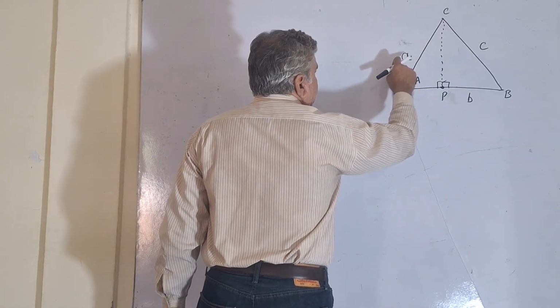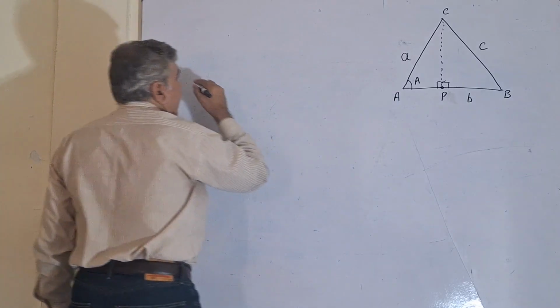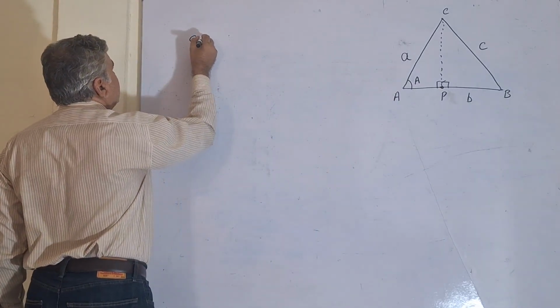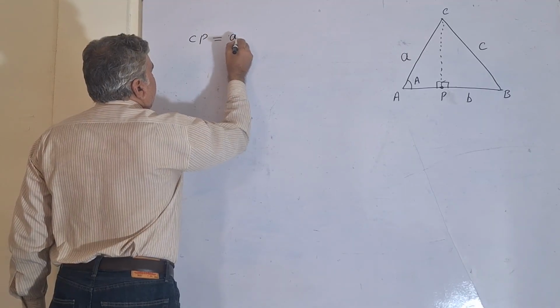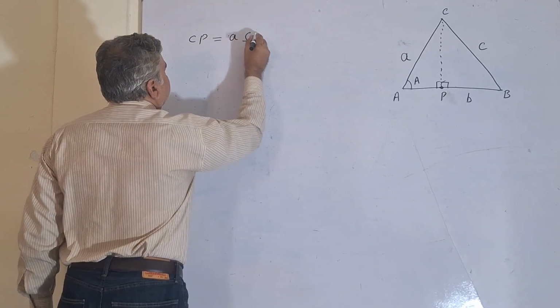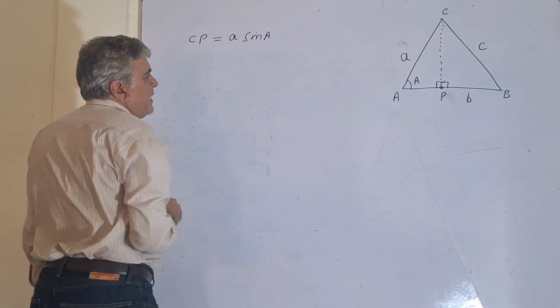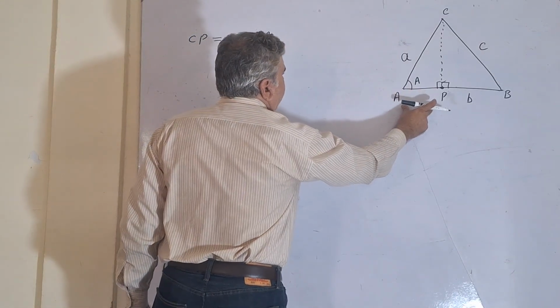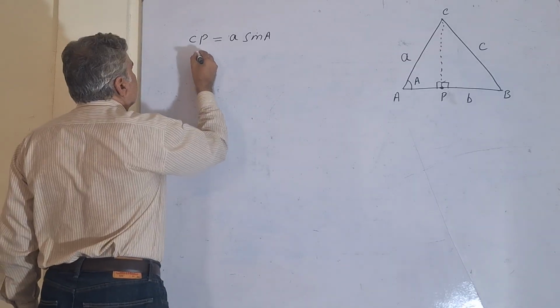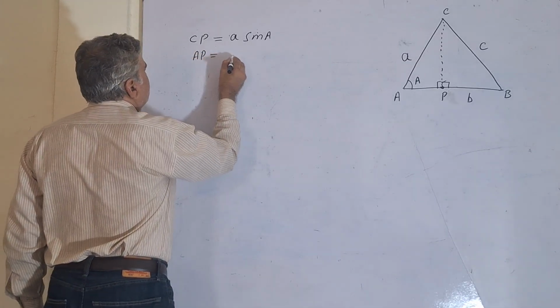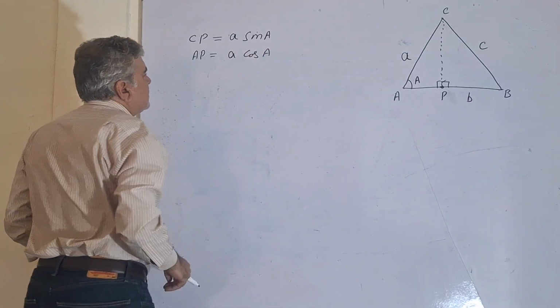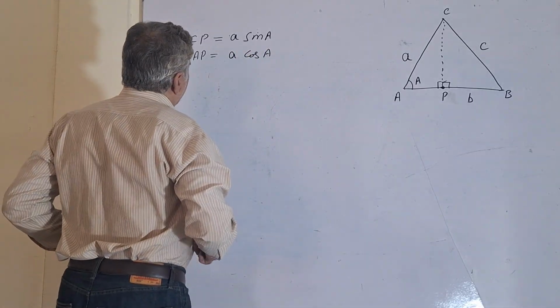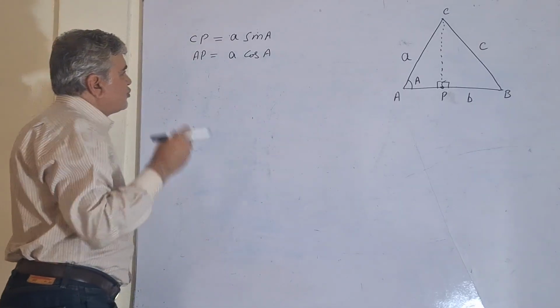Since CP divided by the hypotenuse is equal to sine theta, I can write the length of CP is a sine A, and similarly the length of AP is equal to a times cosine A. So that's how I use the ratios of the right angle triangle.